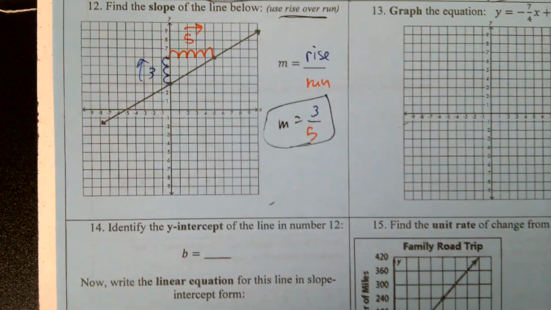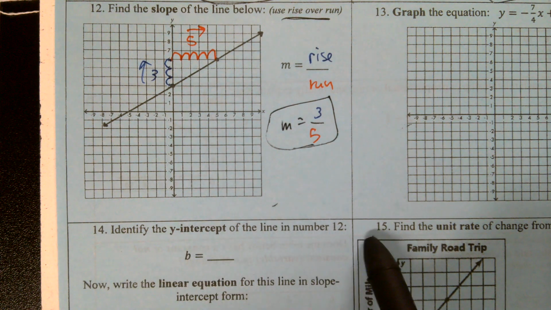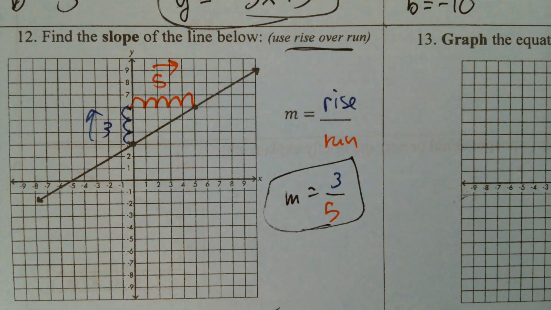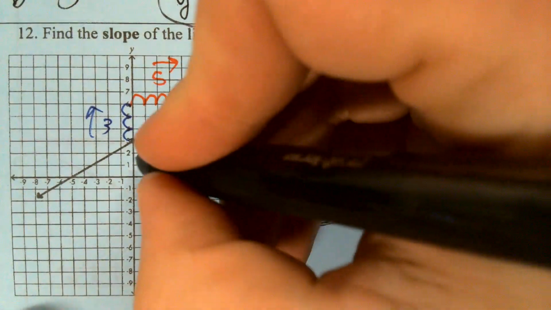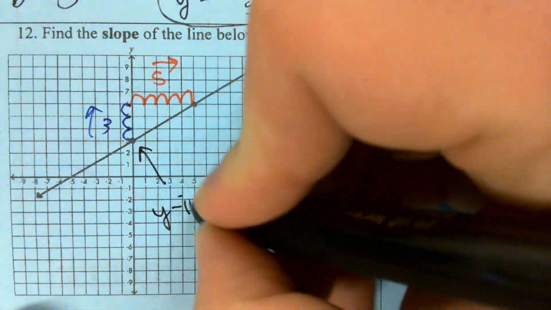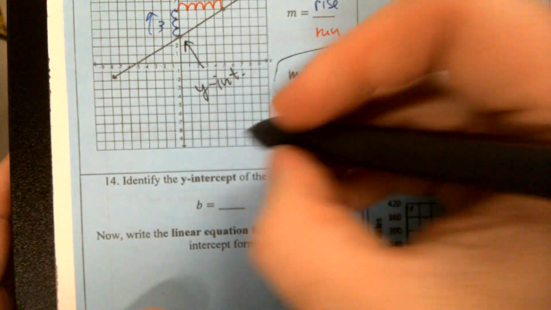Before we get to 13, I want to talk about 14 because 14 is connected to 12. 14 says identify the y-intercept of the line in number 12. Well, where does this line cross the y-axis? At 3. Boom. Right there is my y-intercept. So B is equal to 3.